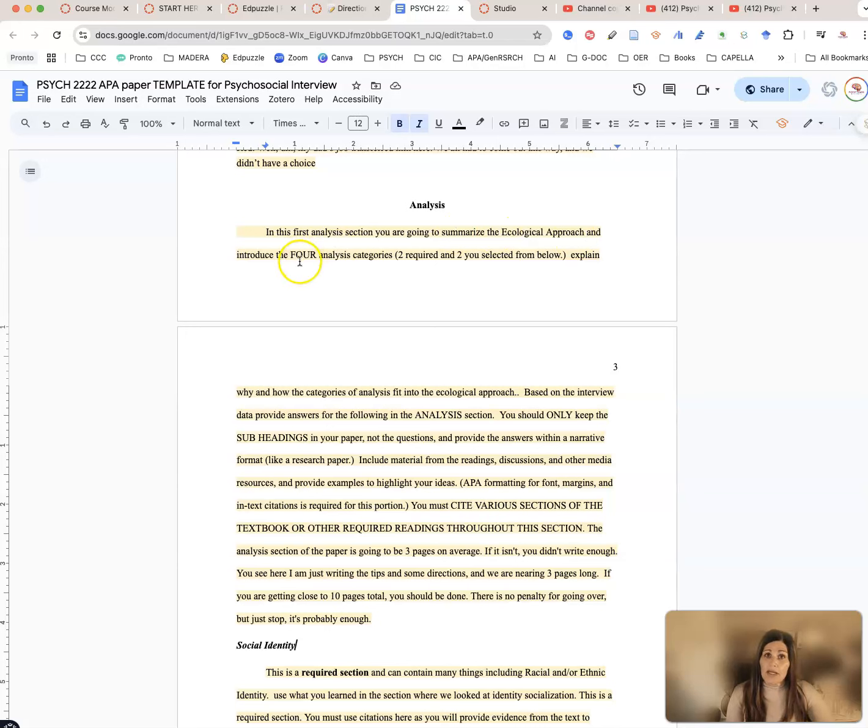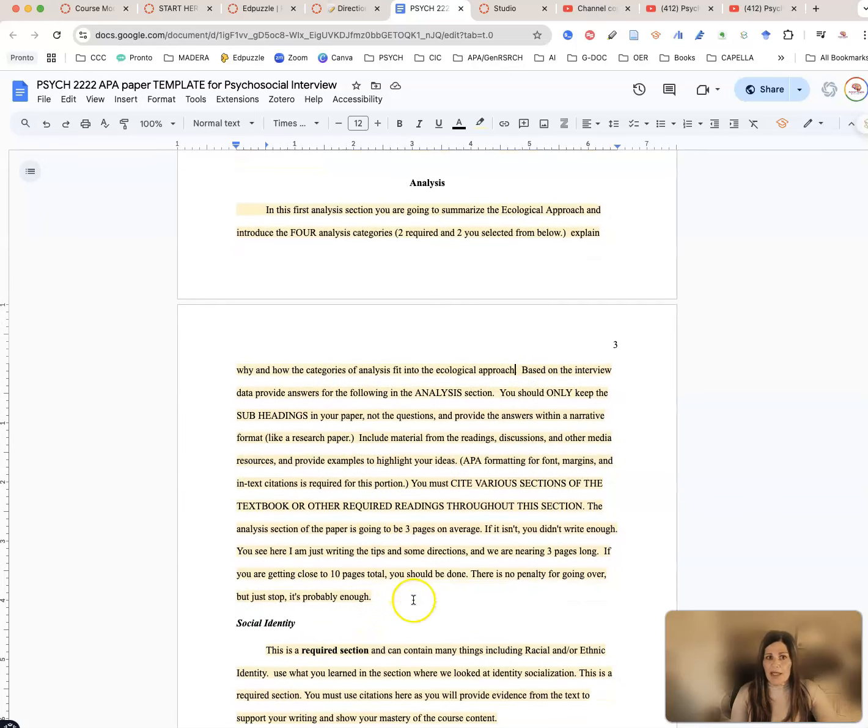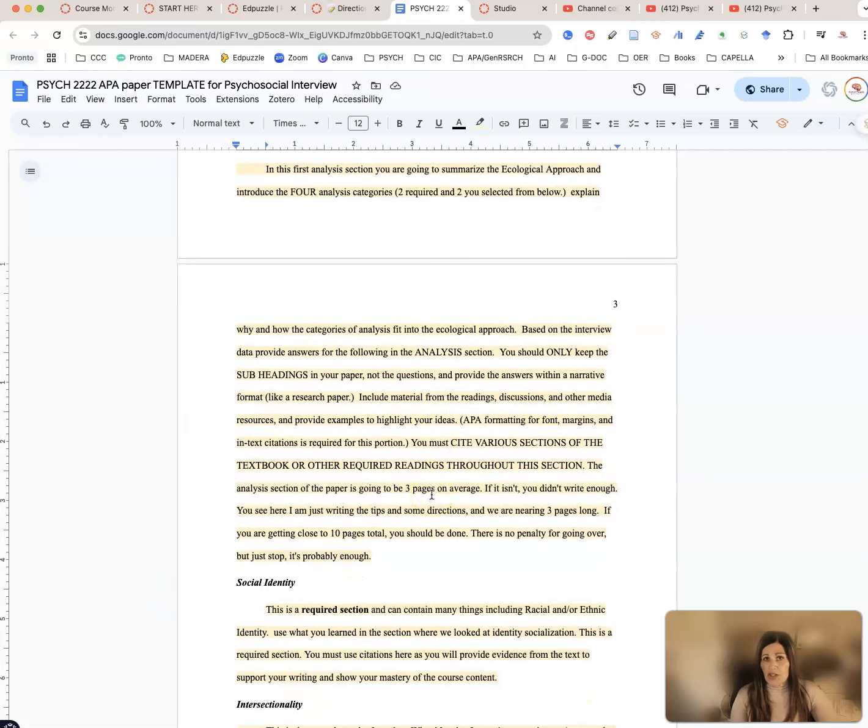You're going to also, in this section, introduce the 4 analysis categories that you chose. Well, the 2 that were required and the 2 that you chose. You're going to explain a little bit of why and how those categories of analysis fit into the ecological approach. So you may need to go back and review chapter 1 in order to complete this introduction portion. Based on the interview data, provide answers for the following in the analysis section. The different categories. You should only keep the subheadings. Remember, you're going to get rid of anything that's highlighted in yellow. And you do need to use APA citations in each paragraph. So we're going to go over that also.